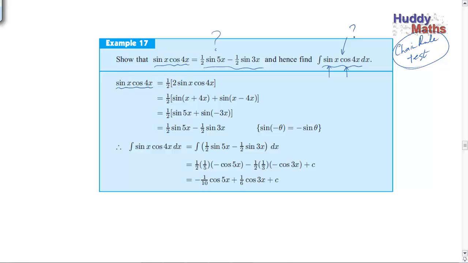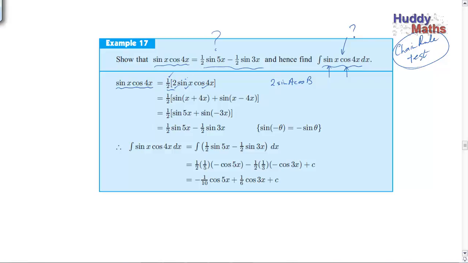It is sine cos, so it's a half, because the product-to-sum and difference formula has a 2 in front. So we haven't got a 2, so we're going to say it's half of 2 times sine cos. We're trying to make it fit the pattern and fit it into the products to sums and differences formula that we saw above.